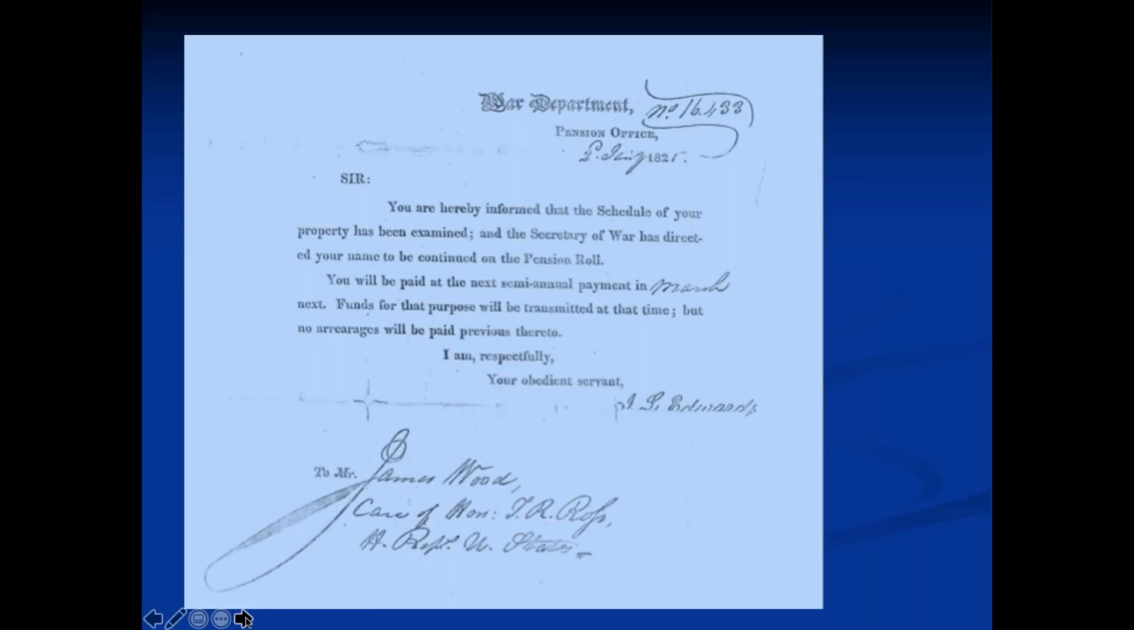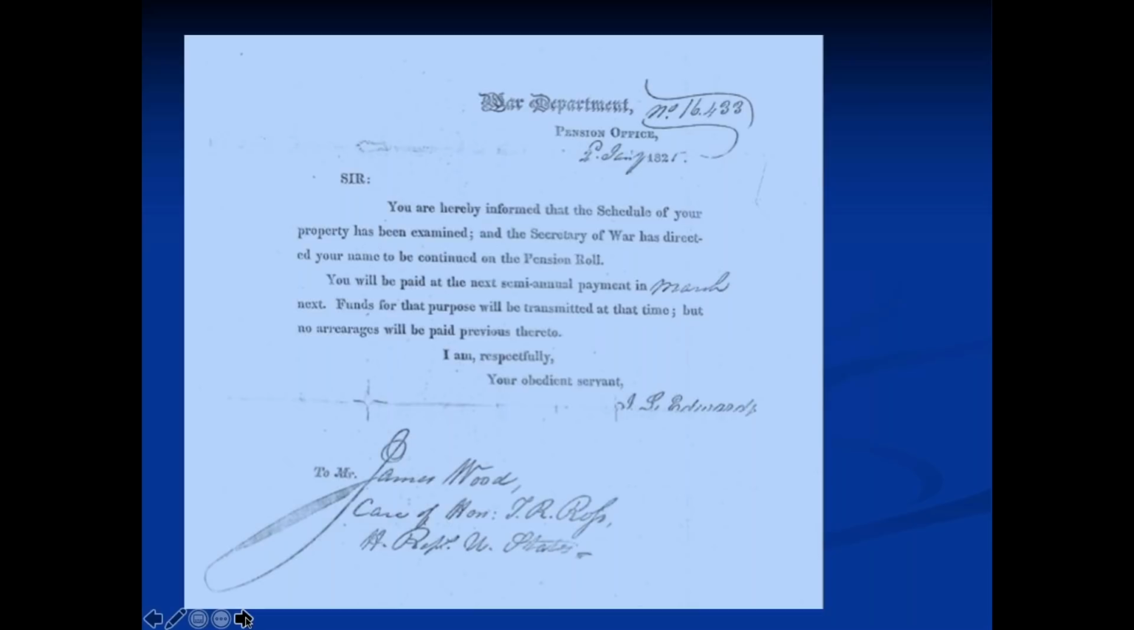This is a letter that you may find in a pension that deals with an individual who is found under the Act of 1820 to be poor enough to continue his pension. So you'll know that if you see this kind of letter in the pension, that in fact there was an evaluation done and the Secretary of War determined that the individual would continue to have the pension.